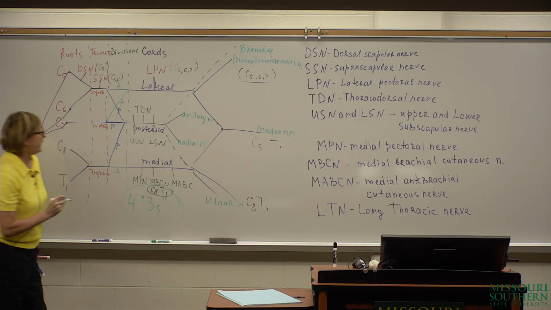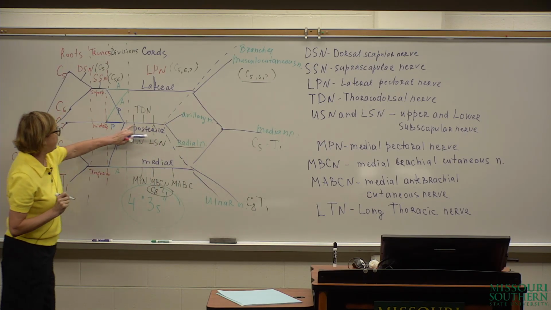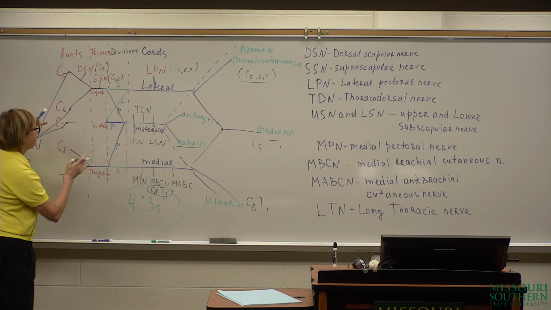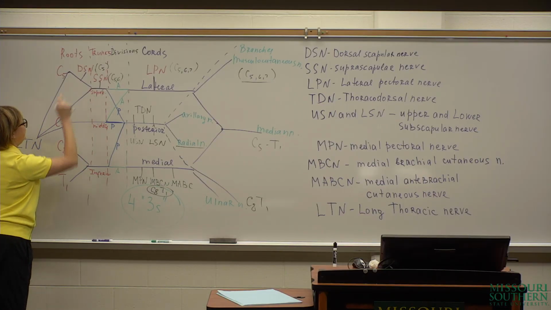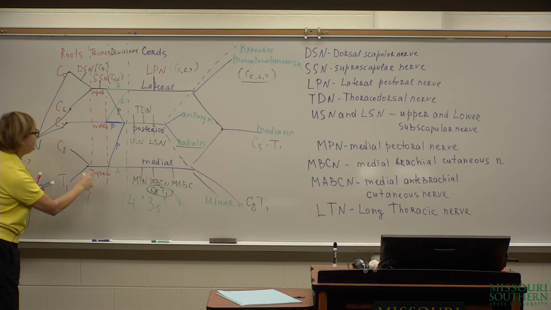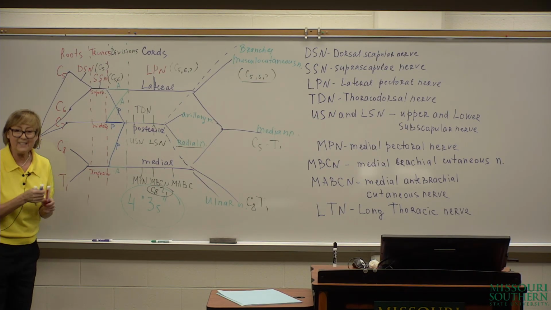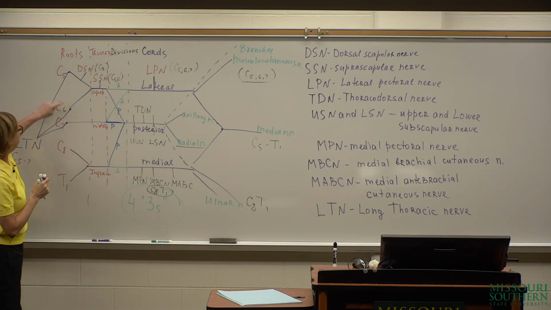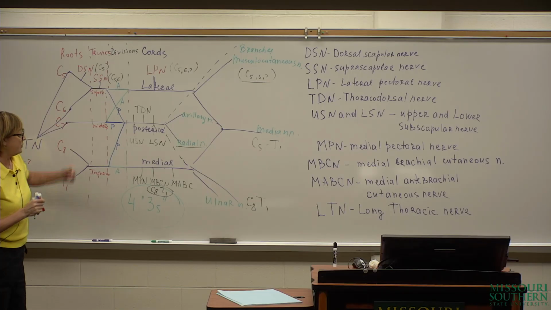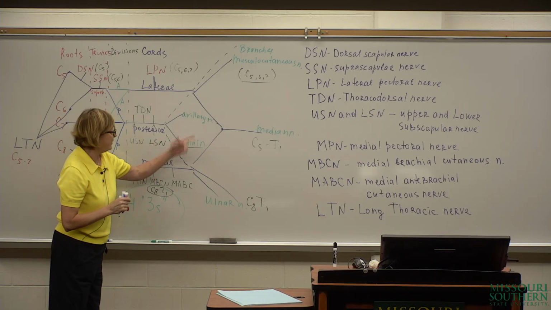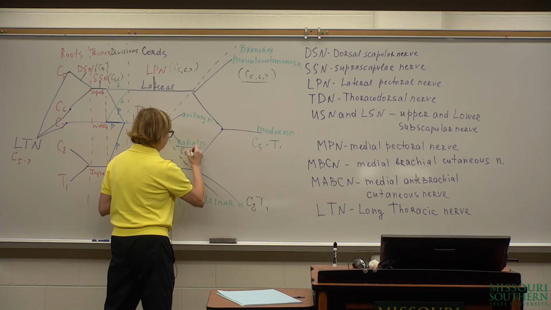So now let's look at the radial nerve. So the posterior cord receives posterior divisions from the superior trunk, from the inferior trunk, and from the middle trunk. So the posterior cord receives contribution from each root of the brachial plexus. So the radial nerve receives contribution from C5 to T1.